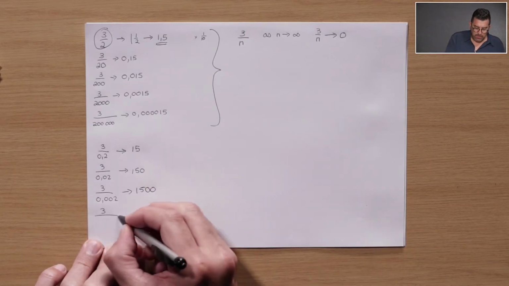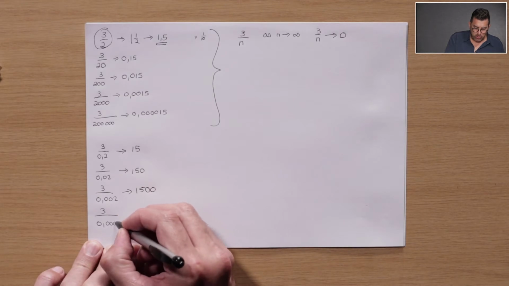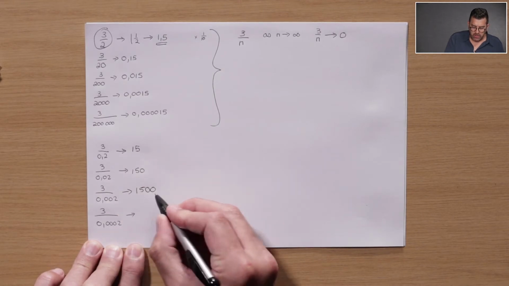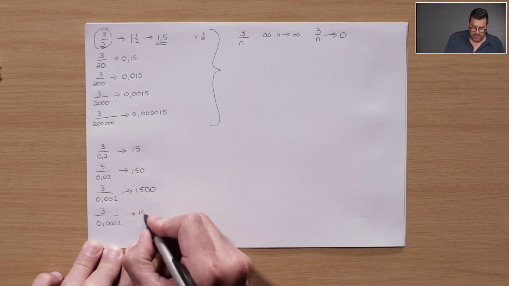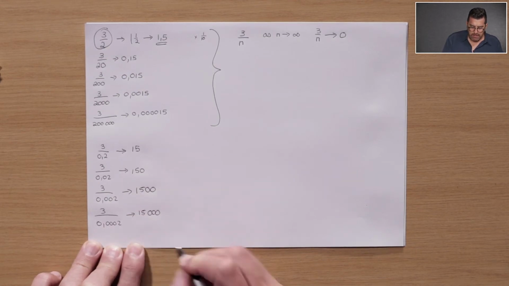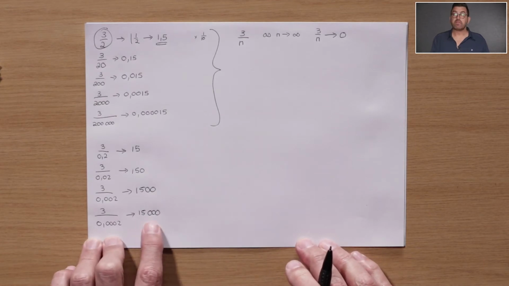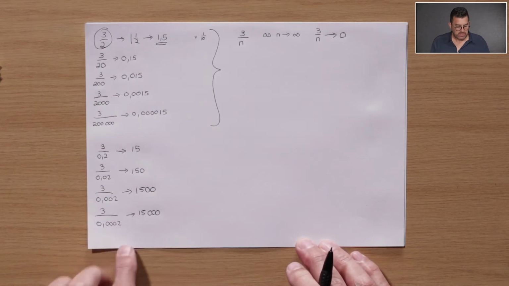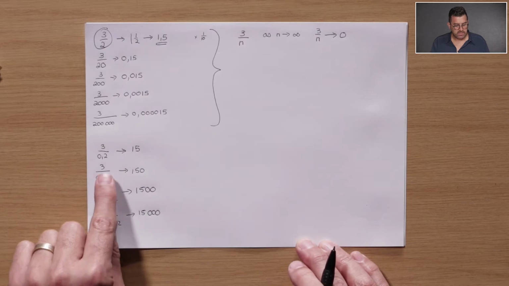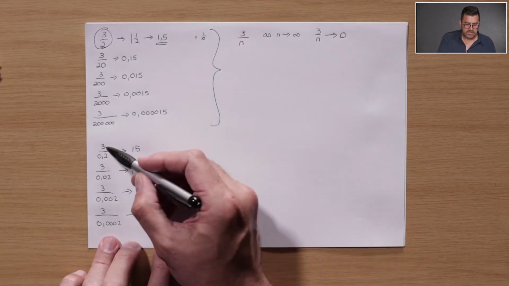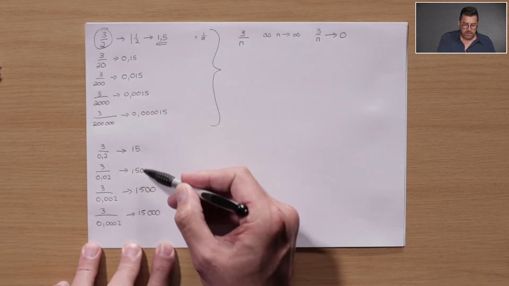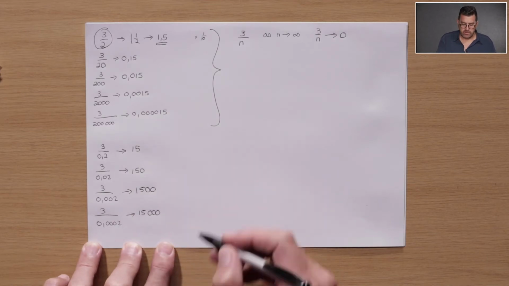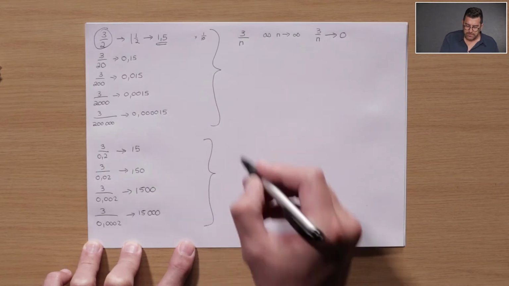One more, 0.0002 would mean on the right-hand side, if I type this in on my calculator, I will have a value of 15,000. So as my denominator is decreasing, I can see that the value of my function, of my number over here, is indeed increasing. So let's summarize that.